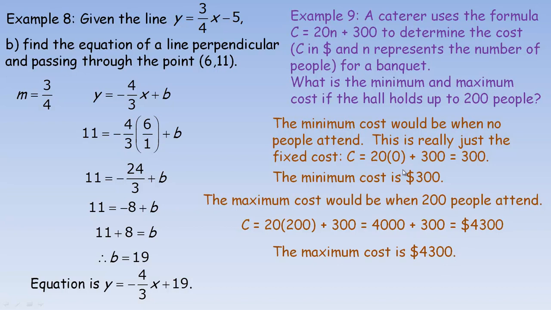Now a little bit more about the minimum. Of course, practically, nobody's going to pay the $300 because the caterer is not actually going to run a banquet if nobody shows up. They might actually have some minimum value. They might say, we're not going to cater unless there's, let's say at least 10 people. 10 people will do it. So if that was their stipulation, then you would put 10 in here. You would go 20 times 10 plus 300, and then that would be the minimum cost.